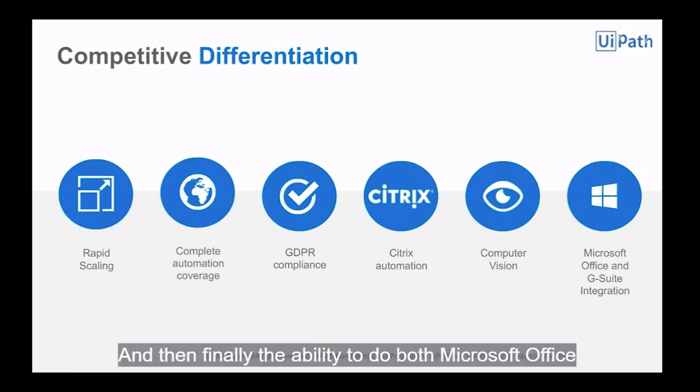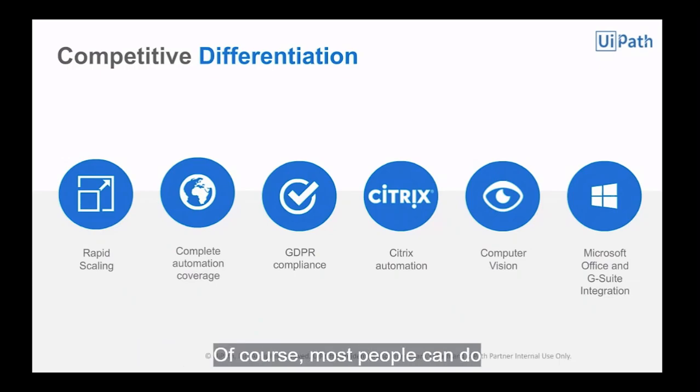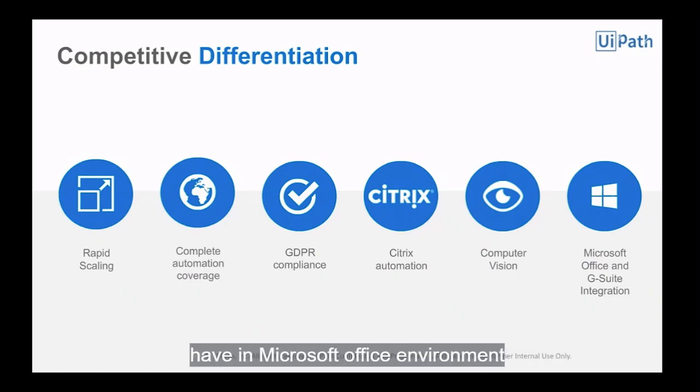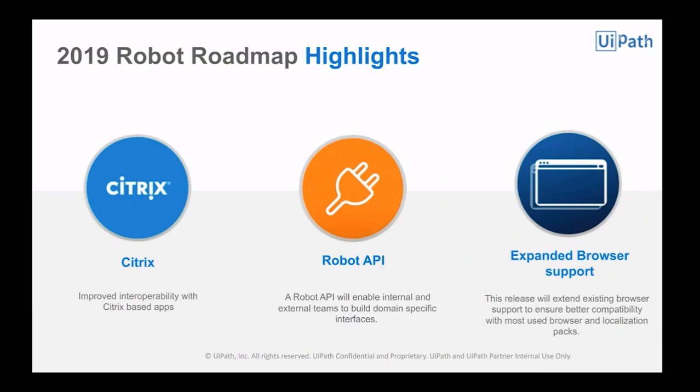And then finally, the ability to do both Microsoft Office and also Google G Suite use cases is also something that's quite unique to UiPath robots. Now, of course, most people can do Microsoft Office-based automation, but our recently released G Suite connector, which gives us the same set of API-based access that we have in a Microsoft Office environment, is a unique differentiator for our platform.